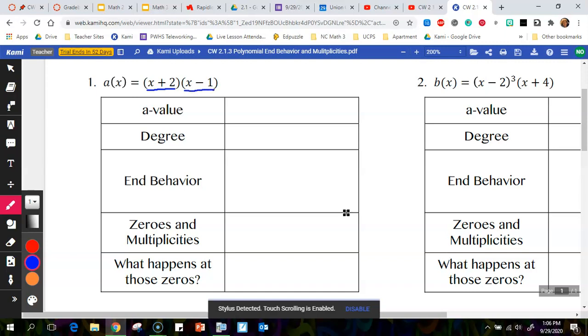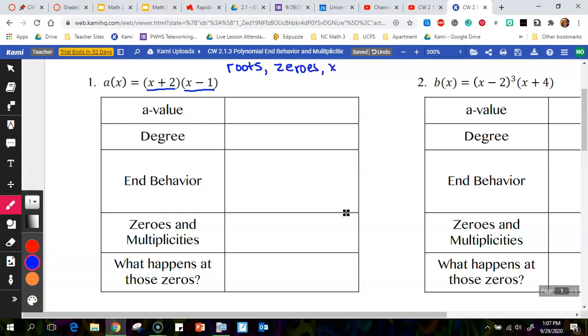Okay. What happens when we take the opposite of that number, like the opposite of the positive 2 and the opposite of negative 1, those are called zeros or x-intercepts or roots. So those are three terms that you're going to hear a lot: roots, zeros, and x-intercepts. Okay, and we talk about the zeros down here. So we're not going to multiply. We're going to identify the zeros.